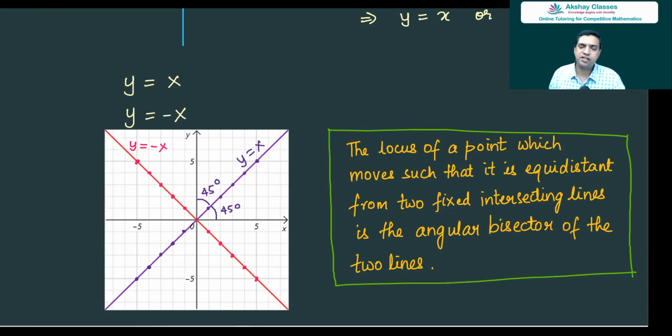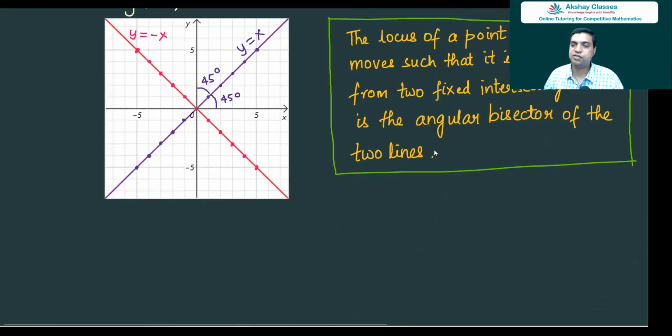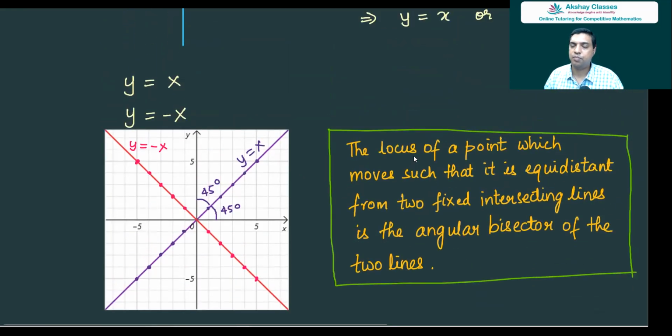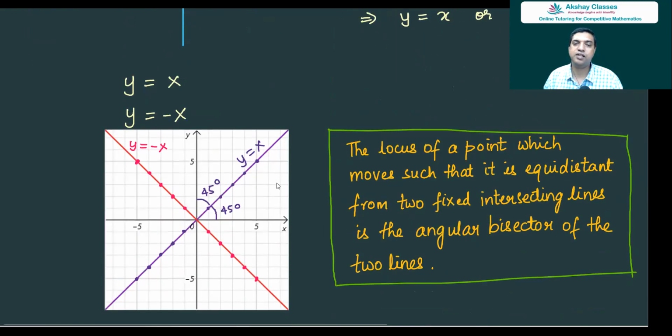In this particular case, this problem was very easy. In other ones, we have to use the concept of straight line, but this concept is always true. A point which is moving such that it is always equidistant from two fixed lines is the angular bisector of the two lines. It bisects the angle between the two lines.